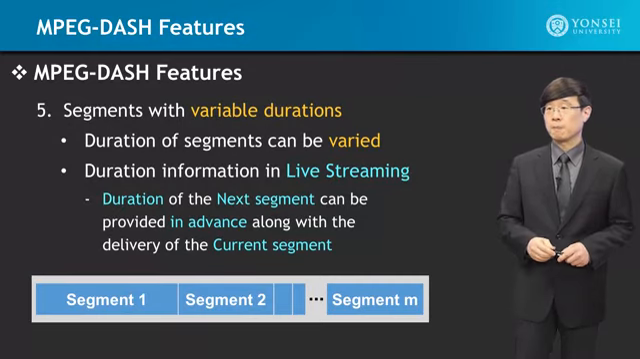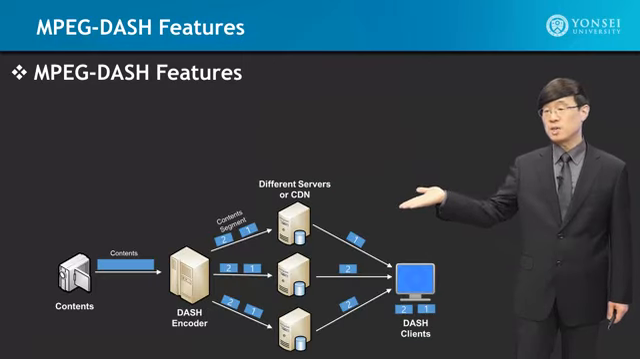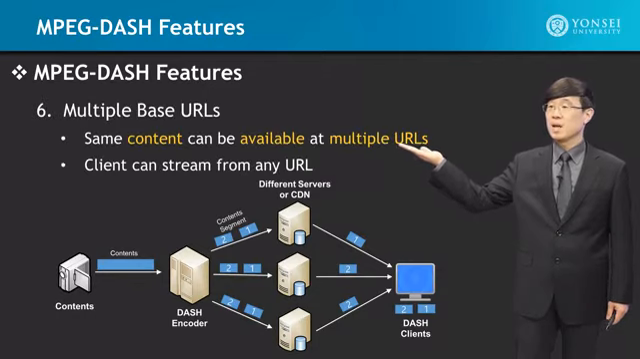Here is an example of MPEG-DASH features, where you can see the content and different servers or CDN listed here, where multiple base URLs can be used. The same content can be available at multiple URLs. Client can stream from any URL that is provided.